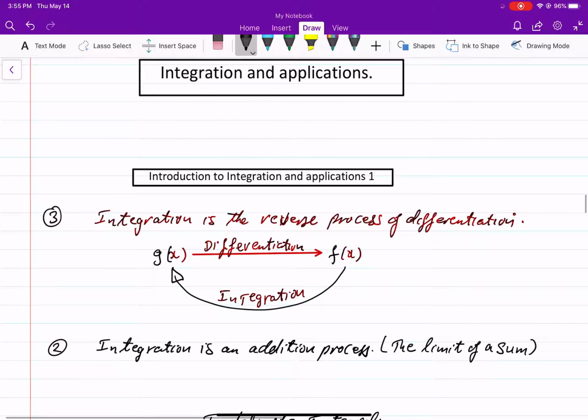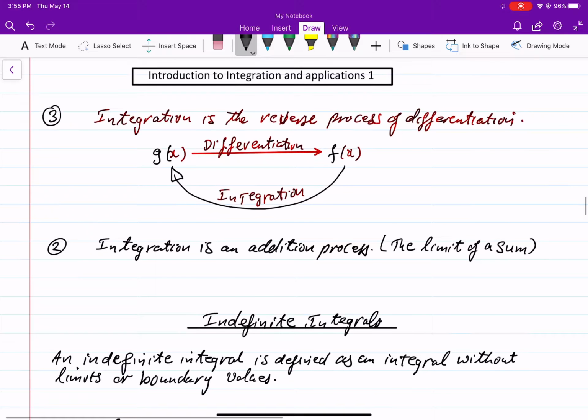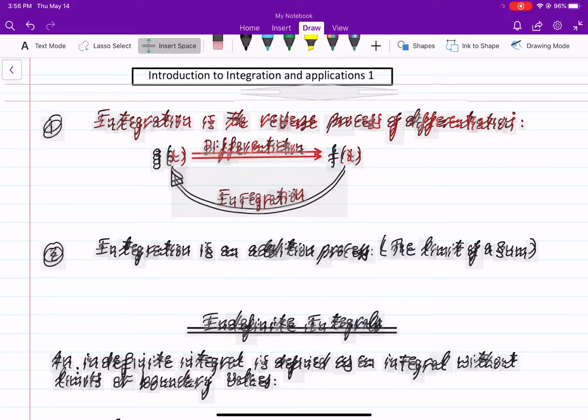Integration and applications. The first video, Introduction to Integration and Applications 1. I'm not sure why this is labeled 3 and this is 2. This should be 1 and this should be 2. Okay. So we're going to start with some basic definitions of what integration is all about.